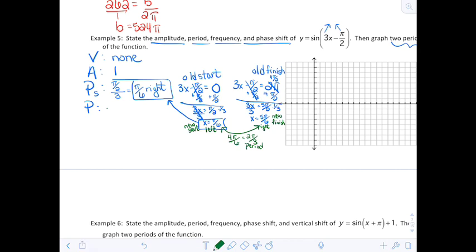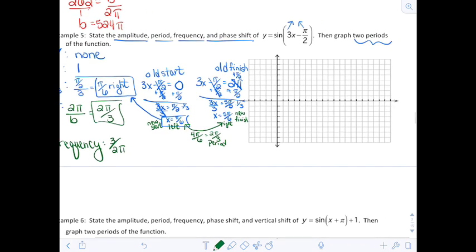So I have 2 pi over b as the formula for period, and in my equation, b is 3. So 2 pi over 3 is the period. So I have my amplitude of 1, the period, 2 pi over 3. Now, they also really quickly ask for frequency. That's the reciprocal of the period, so that's 3 over 2 pi. Check, did that. And the phase shift is pi over 6 units to the right.